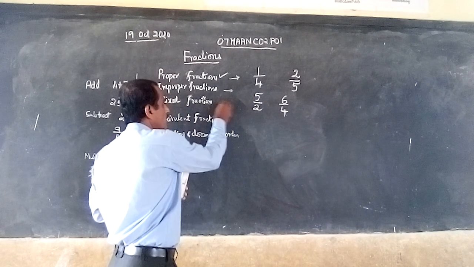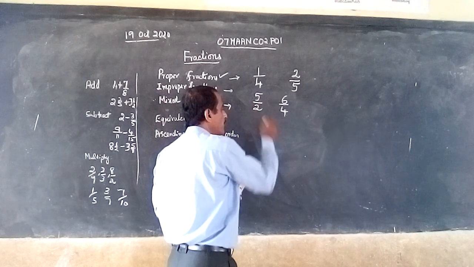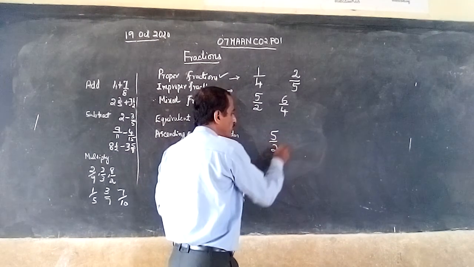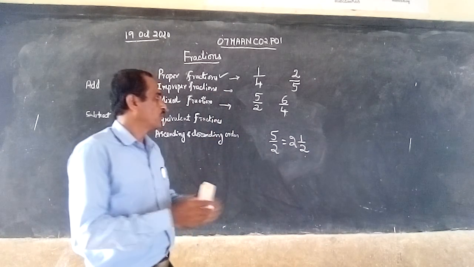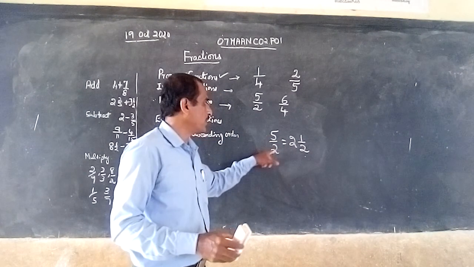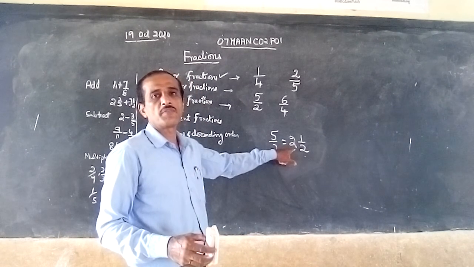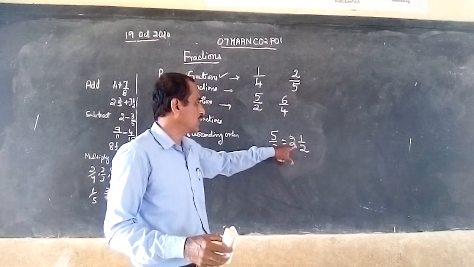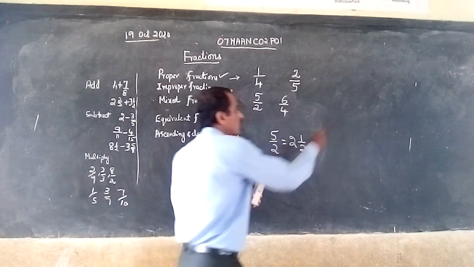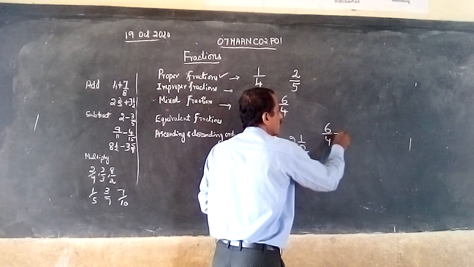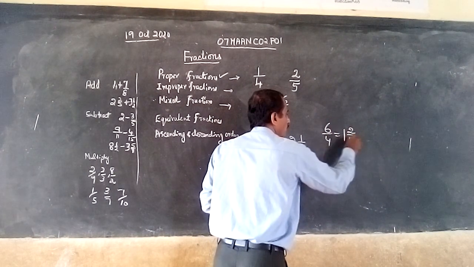Now, mixed fraction. What is the meaning of mixed fraction? If an improper fraction is written in this form, for example, you can write 5 by 2 as 2 1 by 2, then this is called a mixed fraction. So, a mixed fraction contains a proper fraction and a whole number. If you write, for example, 6 by 4 is equal to what? 4 ones are 4 and 2 remaining here 4.